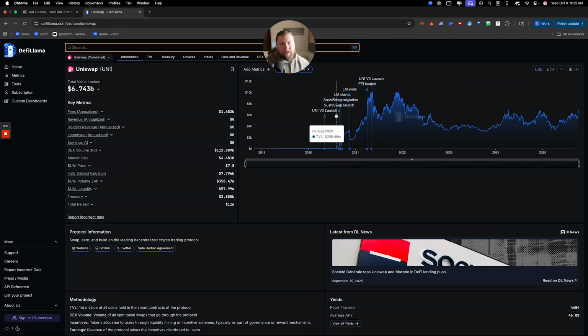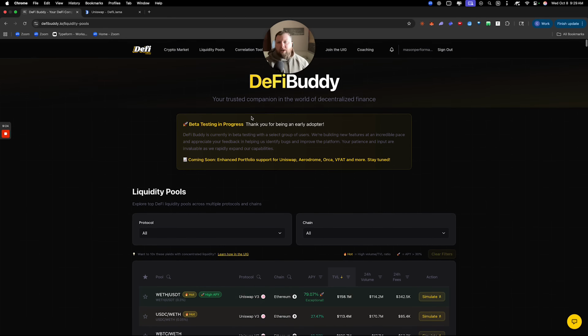And you can see here on DeFi Llama the history of Uniswap. It even got up to over 10 billion in 2020 and 2021. So, a very big decentralized exchange, and that is the one that I want to be looking for when I'm providing liquidity.